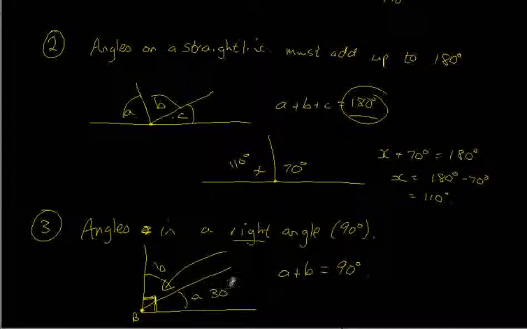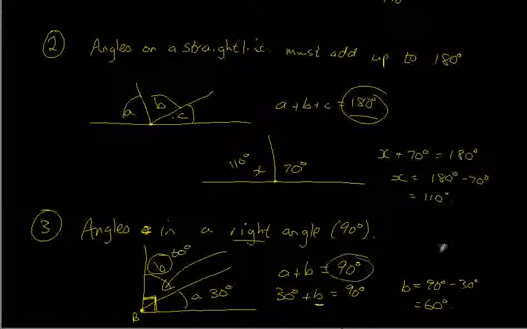So if A is 30 degrees, and we had to solve for B, that means that A, which is 30, plus B has to be equal to 90 degrees. So to find B, B is equal to 90 degrees minus 30 degrees, which is 60 degrees. And so 60 degrees plus 30 degrees gives you 90 degrees, which agrees with our law.